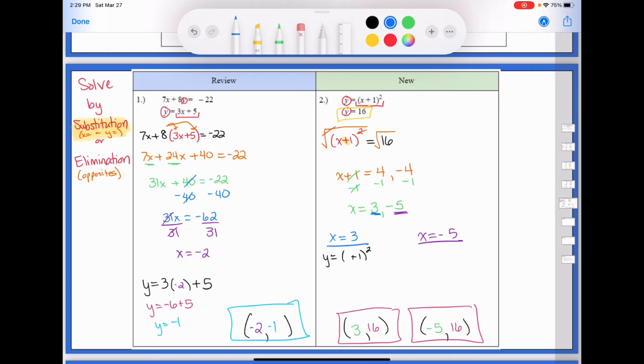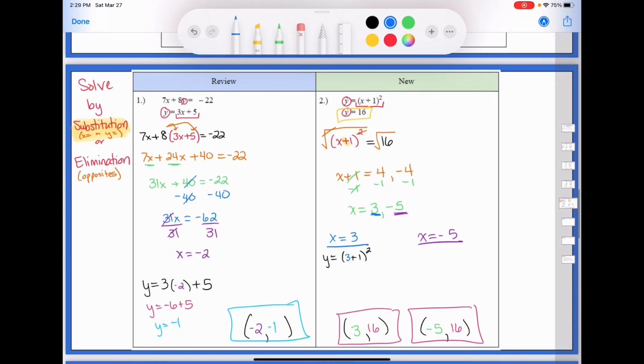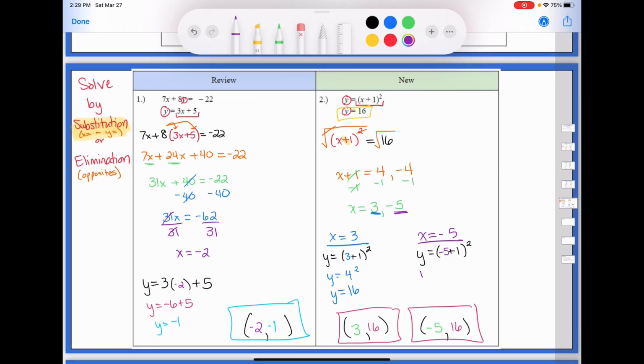If x equals 3, that would be y equals 4 squared, which would be 16. Or you could say, same thing if I had x equals negative 5. It was x plus 1 squared, so that would be y equals negative 4 squared. Notice it's in parentheses, which would be 16. Either way, that's the idea here. It's the same process. It's just that you're going to have to solve with one quadratic.